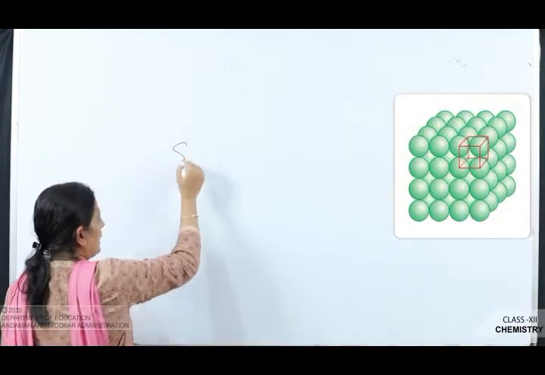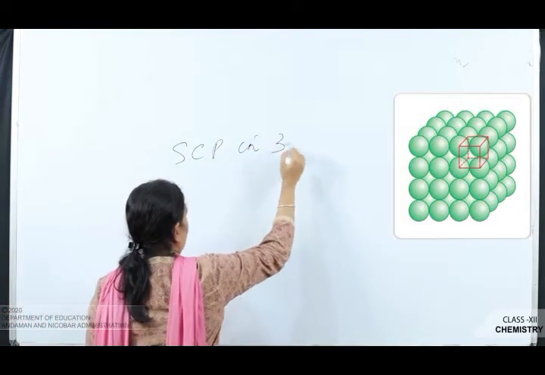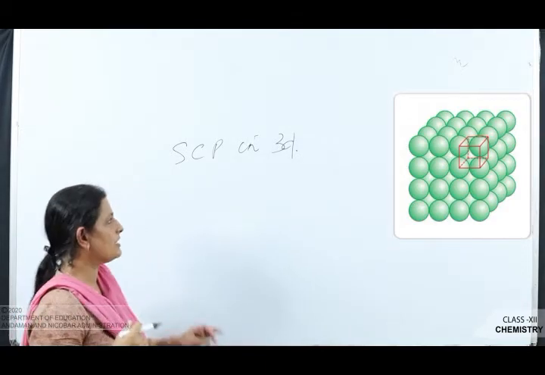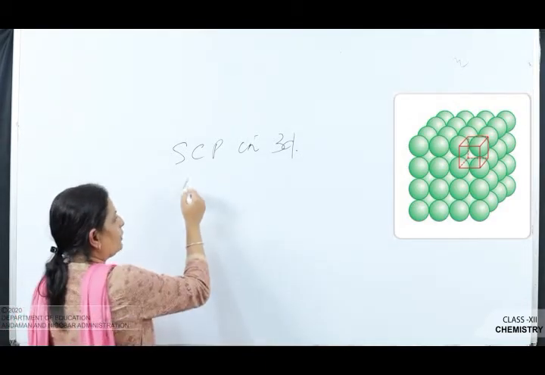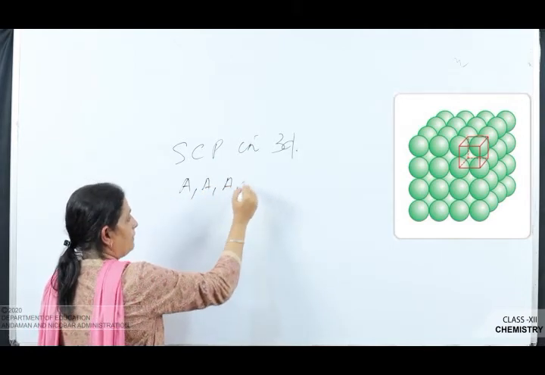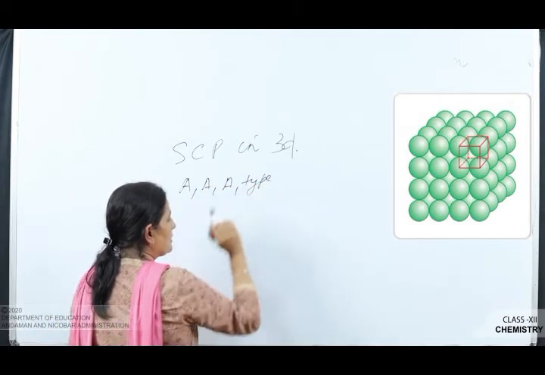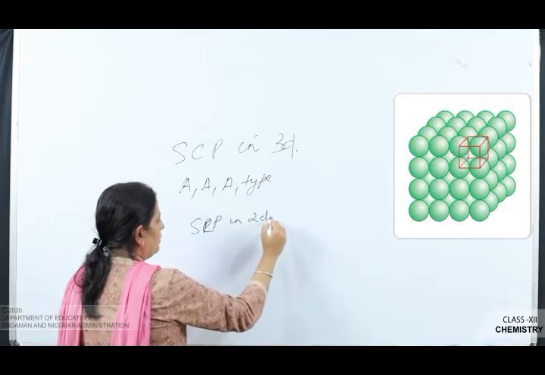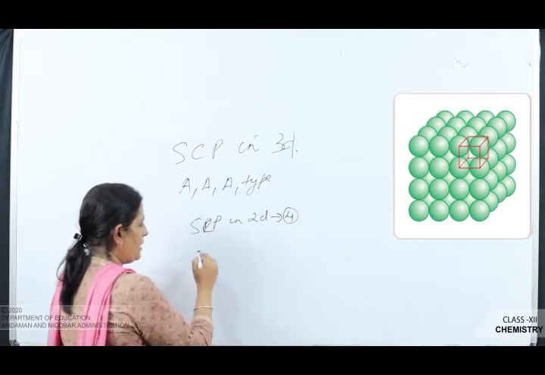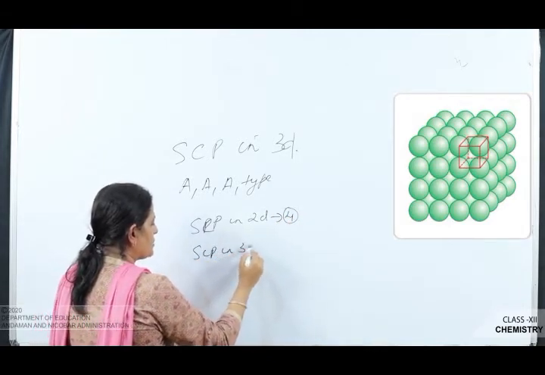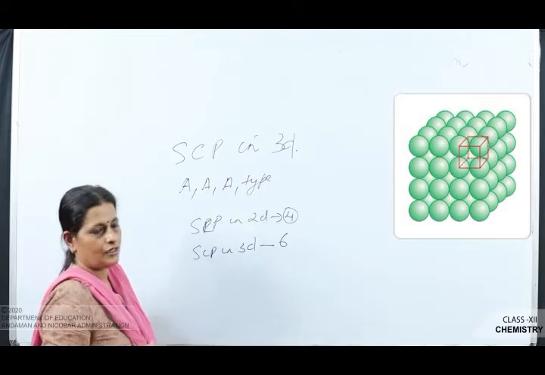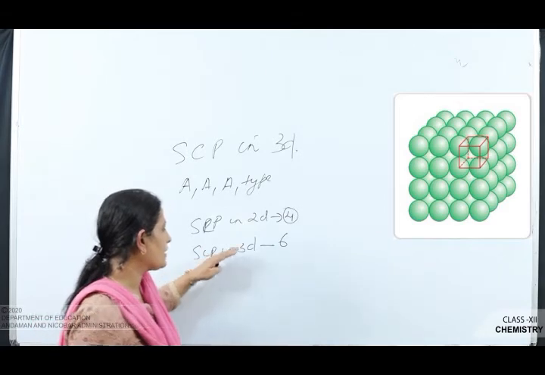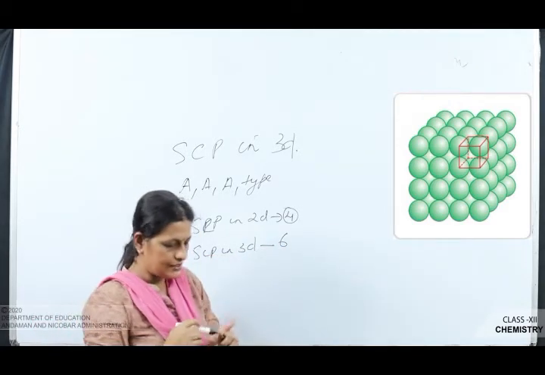Now see square close packing in 3 dimension. Square close packing in 2 dimension we had studied. Here also it is the same, only the same layers are being arranged. So you get what type of packing? A type of packing only. But the difference is what? In case of square close packing in 2 dimension, the coordination number was what? 4. In square close packing in 3 dimension, the coordination number is 6. That is 4 spheres in its own layer, 1 above and 1 below. Only that is the difference. So square close packing in 3 dimension, the coordination number is 6.